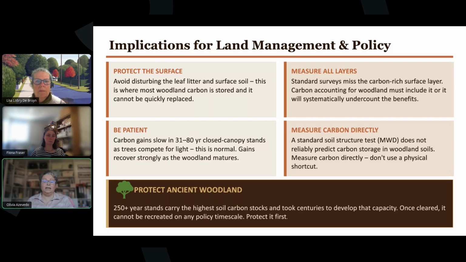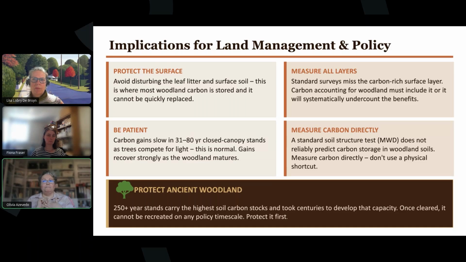The second is carbon accounting frameworks need to explicitly include organic horizons. If you're only sampling mineral soil, you are missing the dominant pool. The third, don't expect a linear carbon accumulation. Soil organic carbon trajectories are successional stage dependent. And a drop here and there is not unusual.